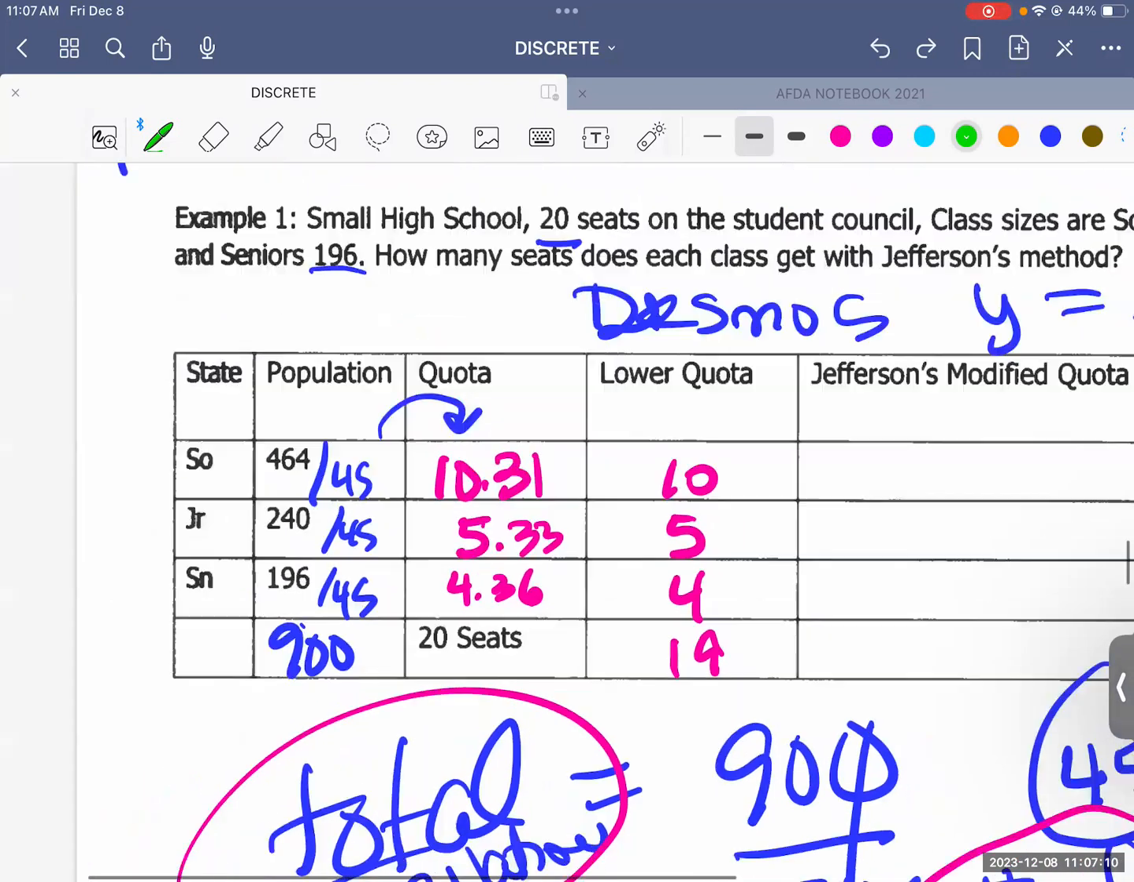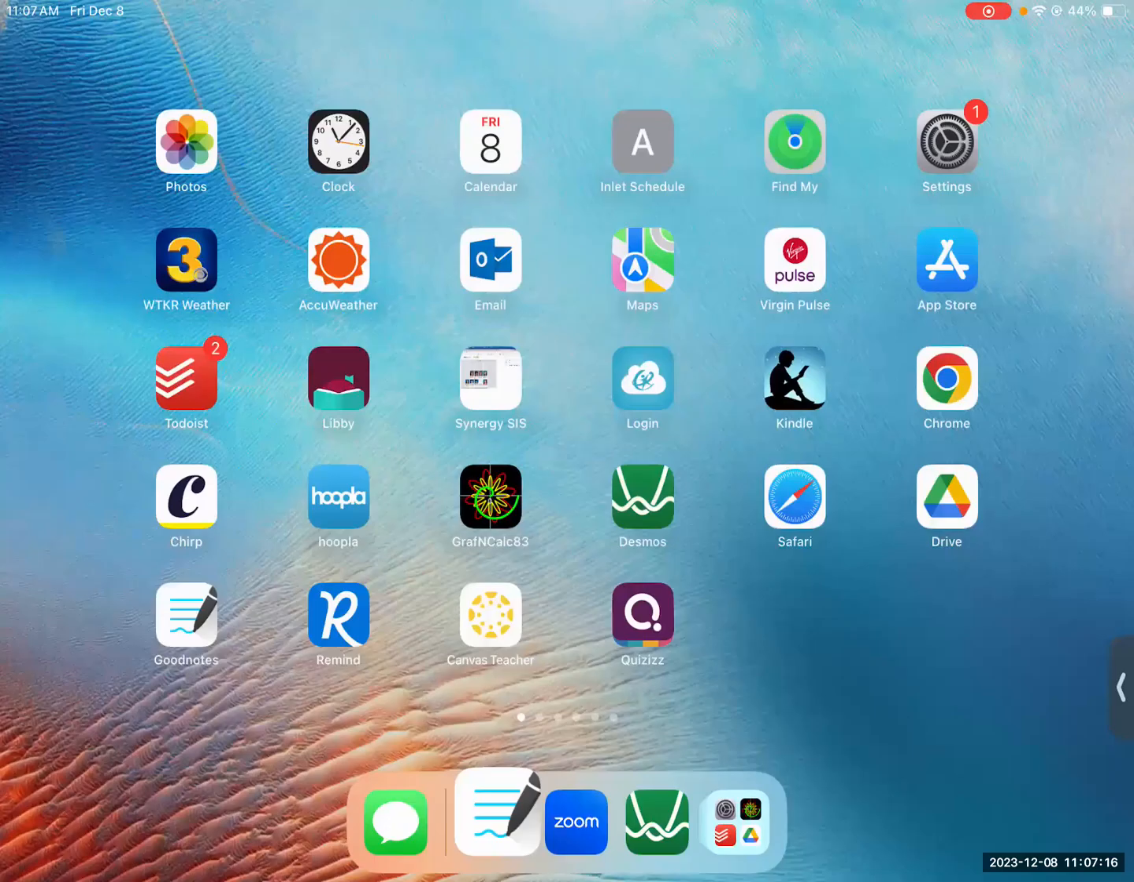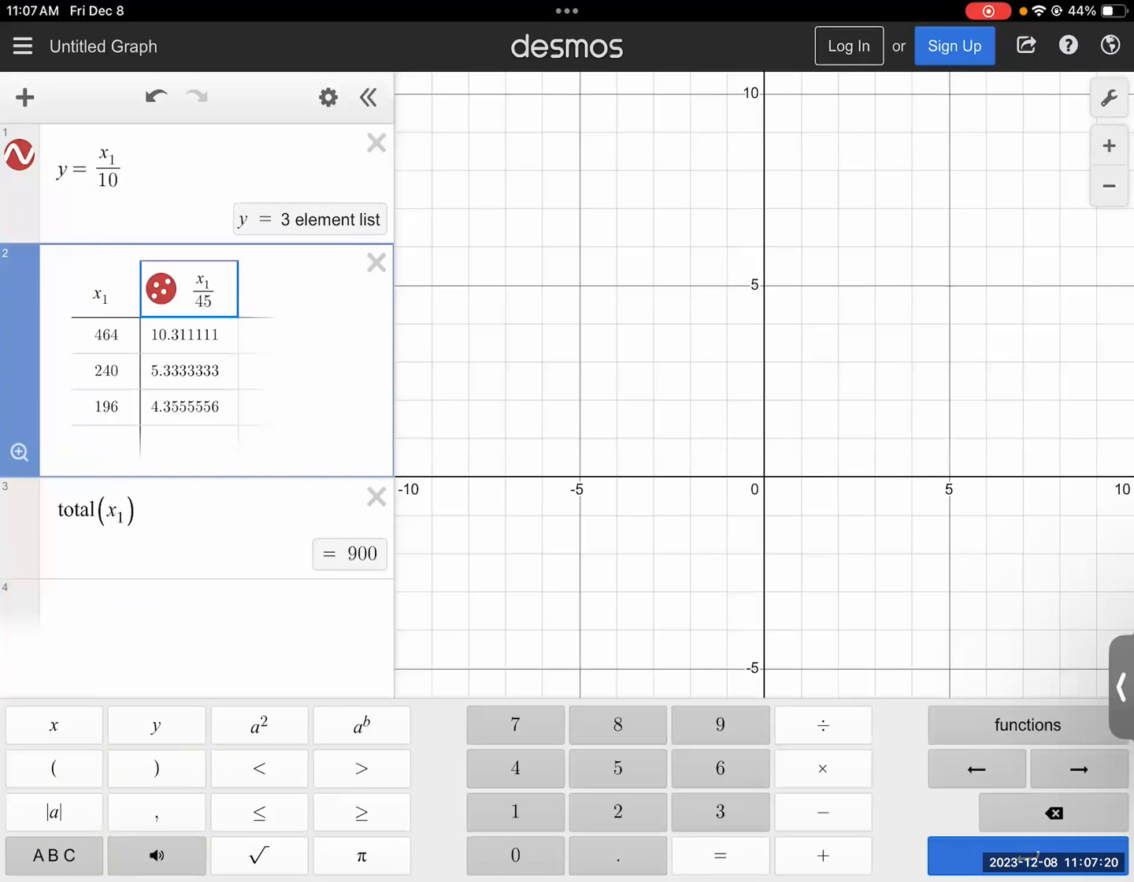The Jefferson gets a little crazy. So what you're going to do is you need to make 20 seats. So you're going to start playing with the divisor. Okay, see this 45 right here? Now, I'm going to show you what happens if you round it up. If I round it up to 50, how many seats do I have? 9. What's 9 and 7?